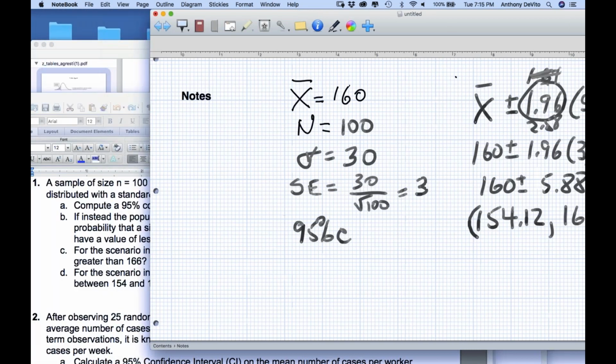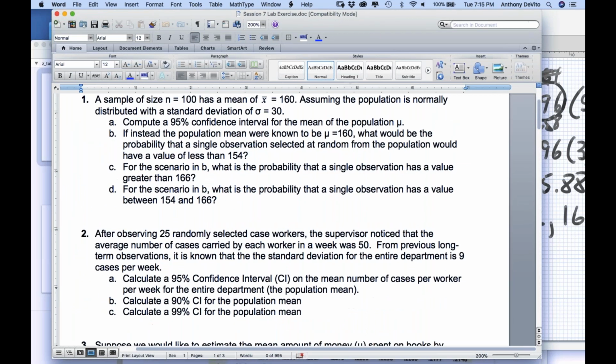Okay, let's take a look at the next part. This next part is kind of a twist. If the population mean were known to be 160, what would be the probability that a single observation selected at random from the population would have a value of less than 154? We just went a little bit backwards here, in the sense that now I'm talking about a population. So when I'm talking about a population, the standard error goes out the window, because I'm talking about one individual chosen at random from a population where I know the population mean and I know the population standard deviation. So what I'm looking at there is calculating a z-score.